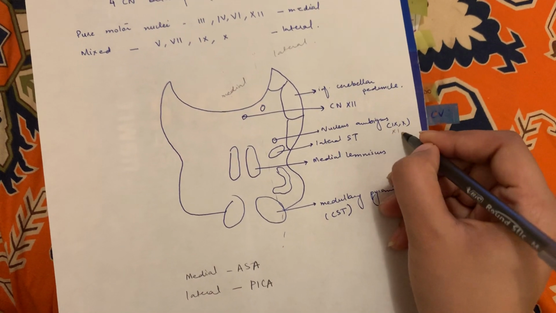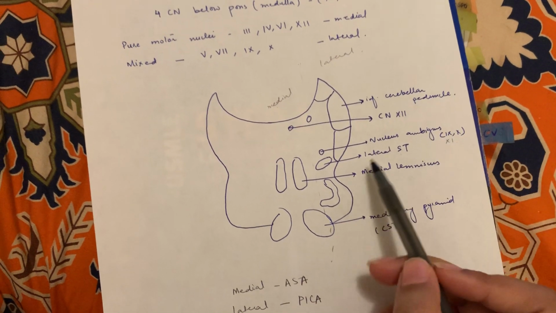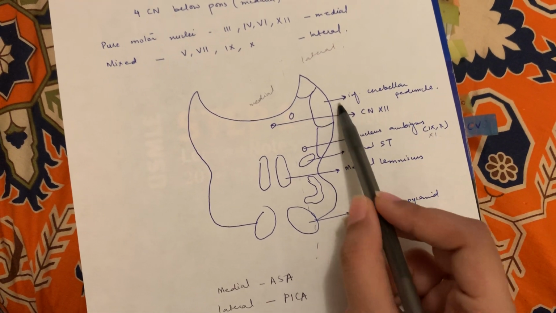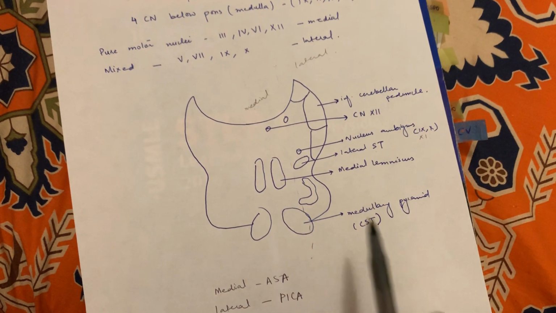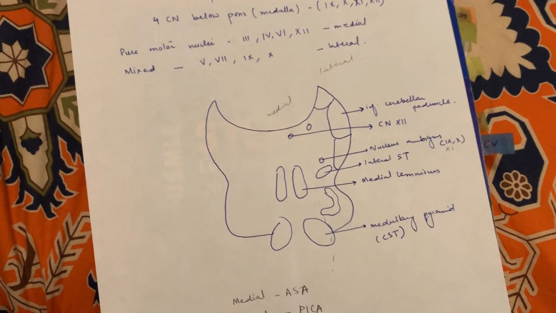So it's going to have fibers from all these, these are mixed nerves, right? So the nucleus is going to be lateral. And then you have the inferior cerebellar peduncle over here. Okay, and then you have a few of the structures that I haven't labeled here because they're not as necessary to remember. I'm going to keep it as simple and easy as possible.